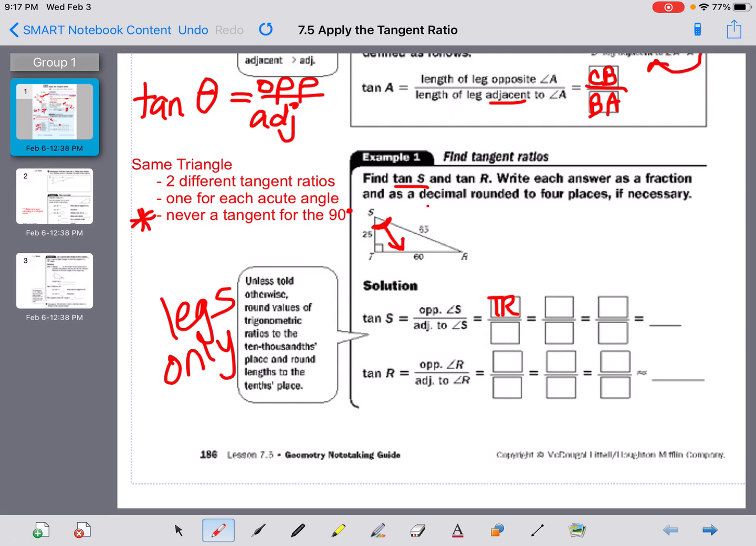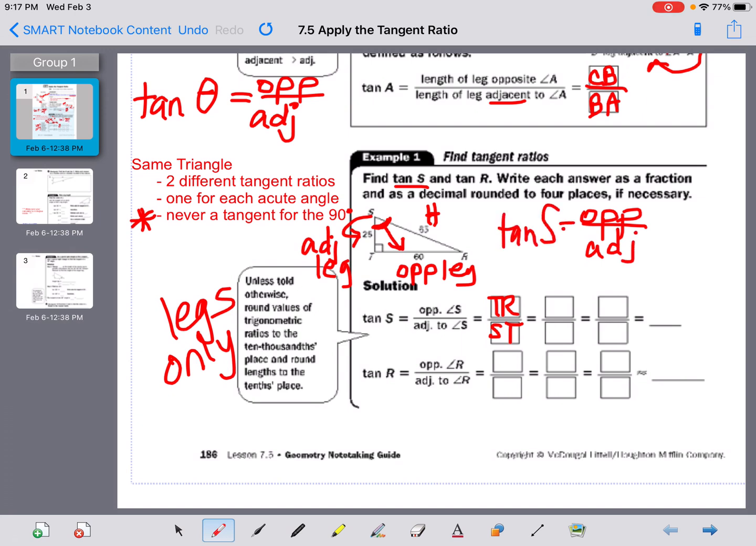Legs only today, guys. Legs only, okay? So this is my hypotenuse, okay? So I can't go to the hypotenuse because I need a leg. So this is the opposite leg, okay? And then the one that touches the angle is my adjacent leg. And that's the one I want to put next for down here on adjacent. Opposite over adjacent, okay? Every time. And the more you write this down, the more you remember it. Tangent of my angle S is opposite over adjacent.